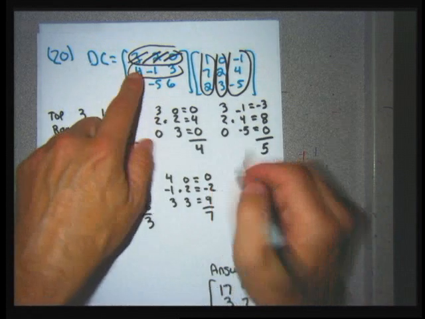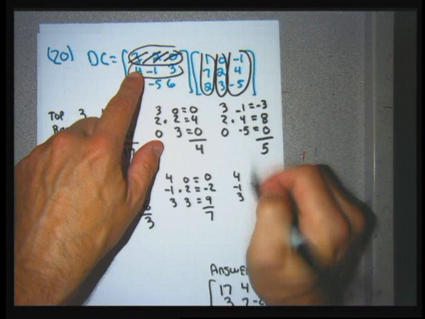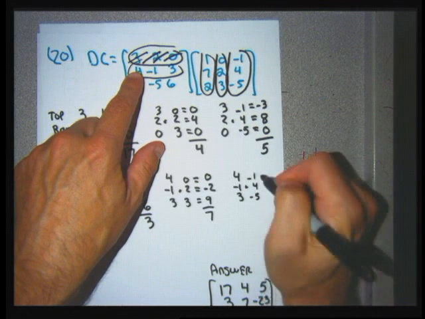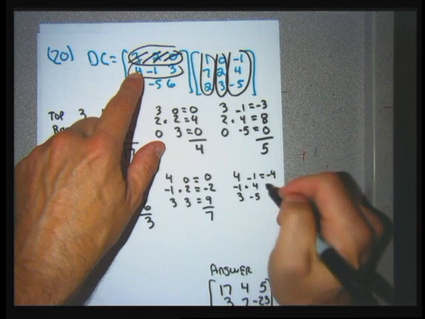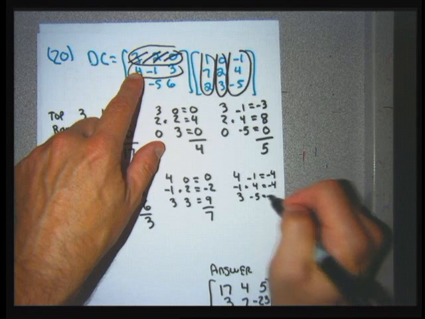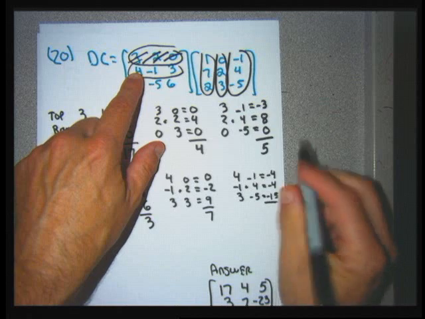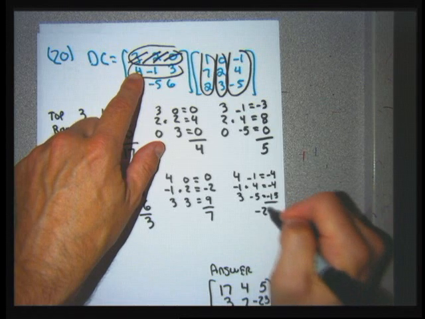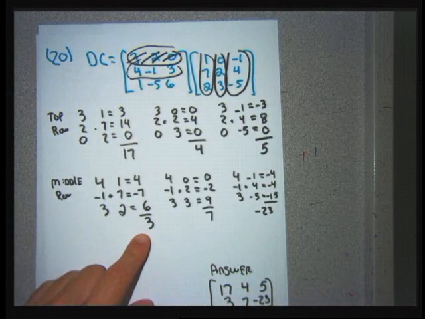Last time with the 4, negative 1, 3, I would do 4, negative 1, 3 times this last column of negative 1, 4, negative 5. 4 times negative 1 is negative 4. Negative 1 times 4 is negative 4. 3 times negative 5 is negative 15. All three of those numbers are negative. I'm going to add them and keep them negative. Negative 4 plus negative 4 plus negative 15 is going to be negative 23. So the middle row in my answer is going to be 3, 7, negative 23.